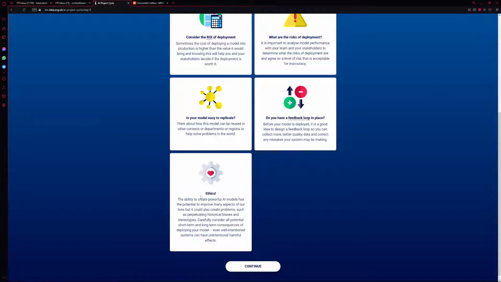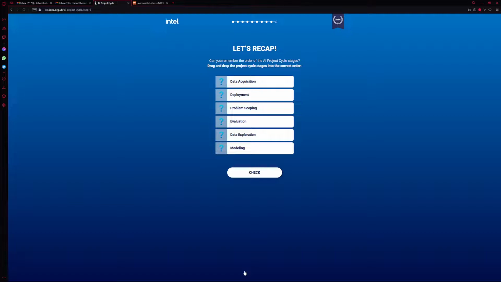And that's what it means by ethics. Is it the right action it should be choosing? Or is there another way around that it can use, basically? So let's continue. Let's recap.